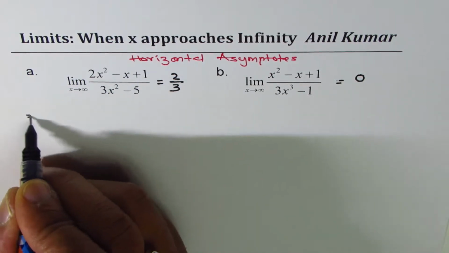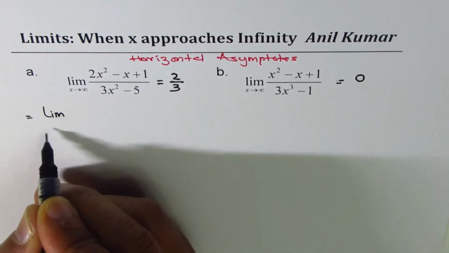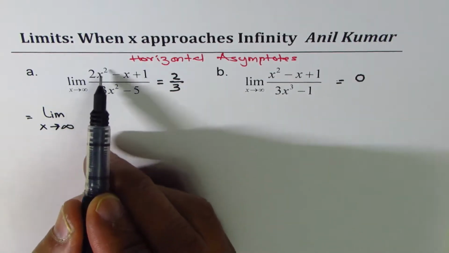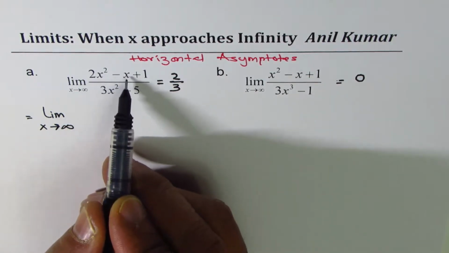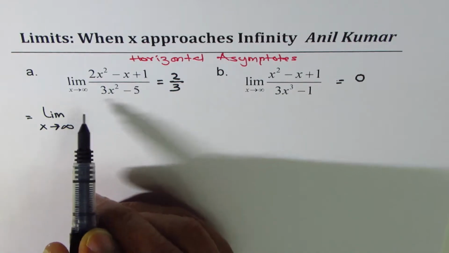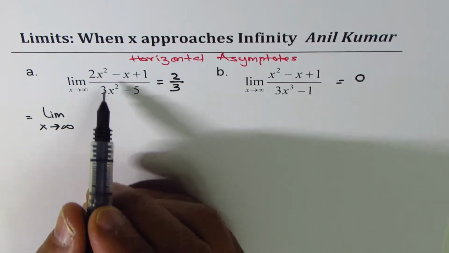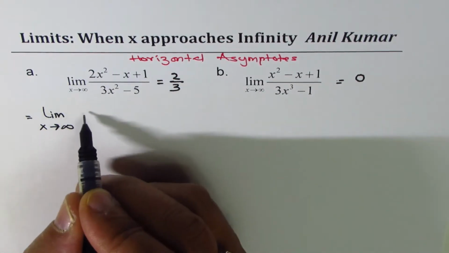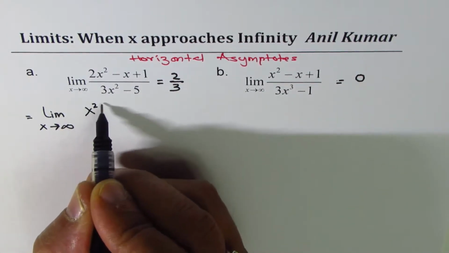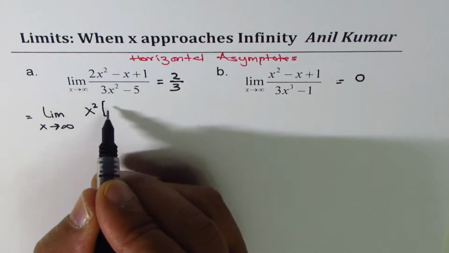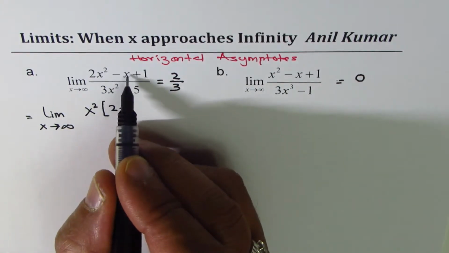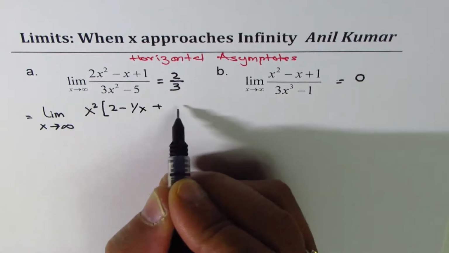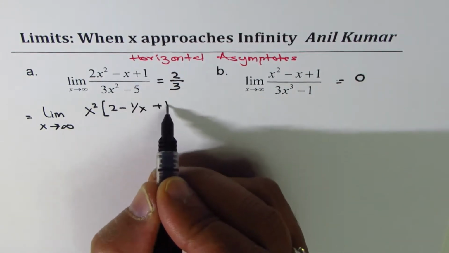So we could write this as the limit as x approaches infinity of the function 2x squared minus x plus 1. What I will do here is take x squared common, right? If I take x squared common from the numerator, I'm left with 2 minus x divided by x squared, which gives me 1 over x, plus 1 over x squared. Is it okay?